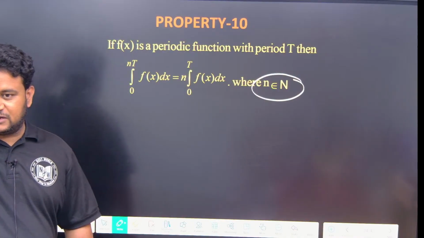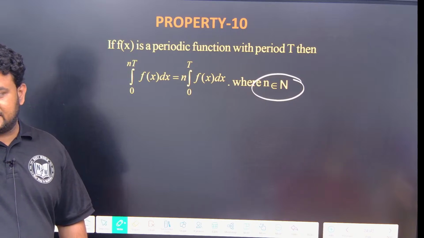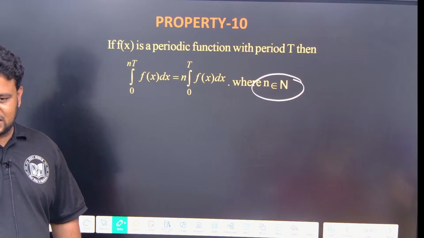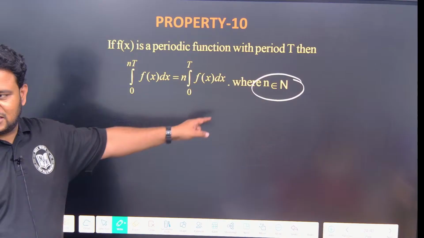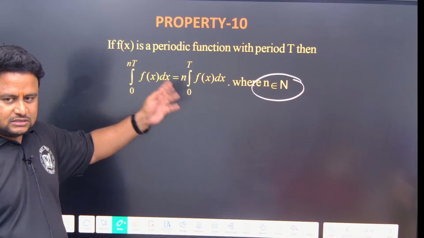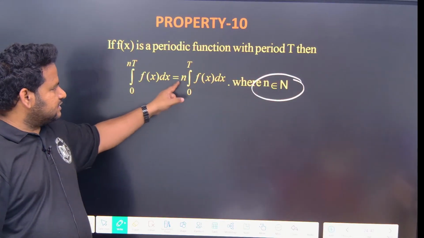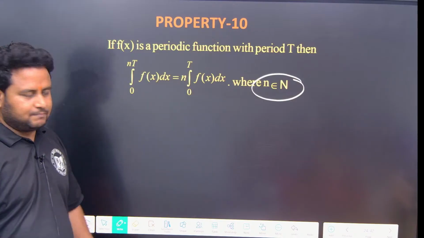In that formula, when I told you about sin power nx, cos power nx, there n is a real number. It can be fractional, rational, irrational, anything is possible. But here n is a natural number. So it should take natural values only, like 5, 1, 7, 10, 100, anything like that. So the integral from 0 to nT of f of x dx becomes n times the integral from 0 to T of f of x dx. Please write this down.